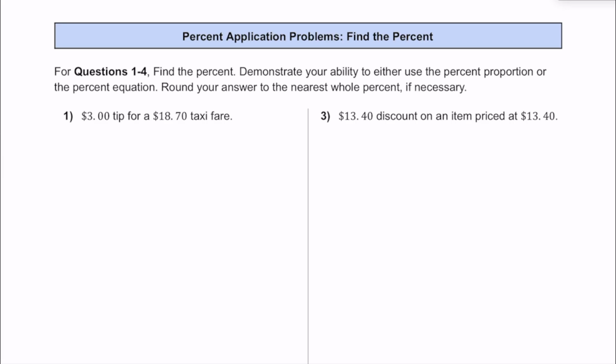In number 1, let's consider leaving a $3 tip for an $18.70 taxi fare. So the goal here is to find out what percent of this taxi fare is this tip. So if we write P percent here, that's what we're going to be looking for. That's going to be our unknown.